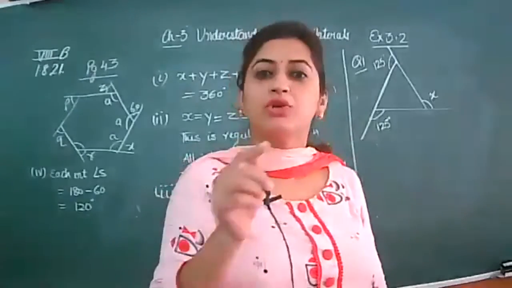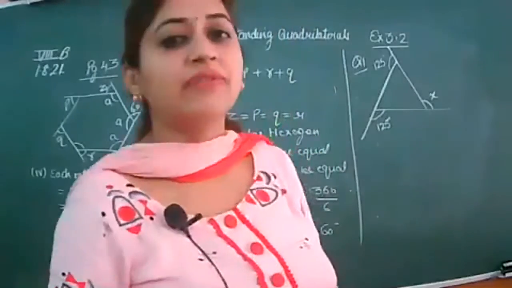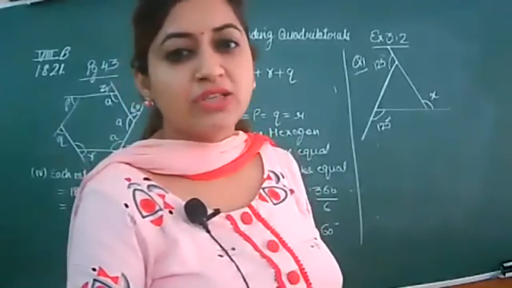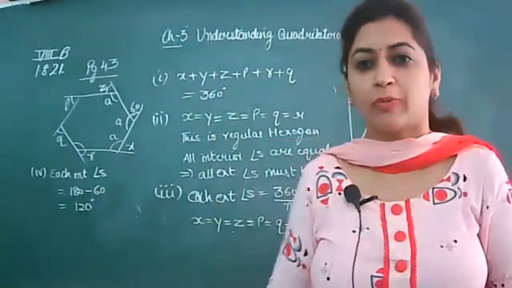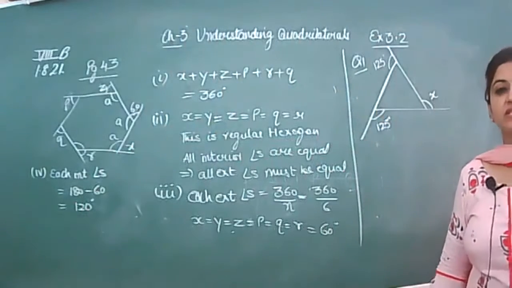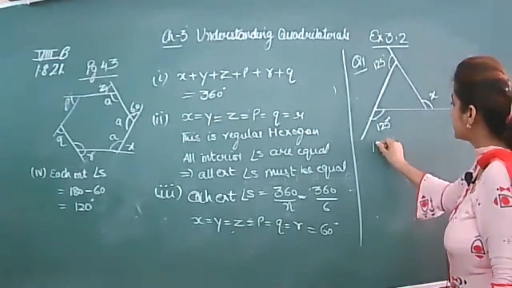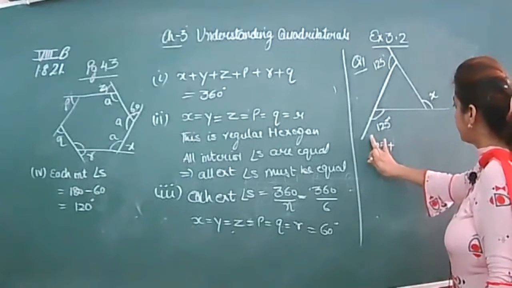One more way is there: find the interior angle, then find x. That will be a little bit lengthy procedure, so better to go for this. In case of exterior angle, you will directly use the property. Write down: sum of all the exterior angles is 360.